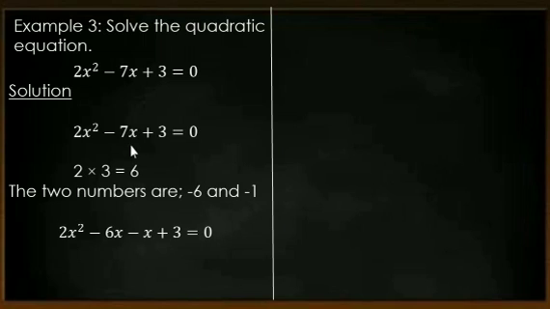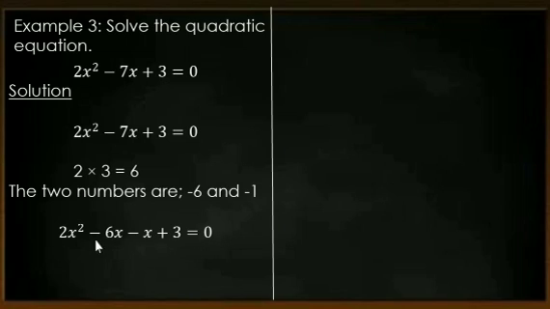The next step is to replace b, which is minus 7, with these two numbers we have gotten. So we now have 2x squared minus 6x minus x plus 3 equals to 0. Minus 6x and minus x would give us minus 7x. That is what makes this whole equation the same as this equation here. The next step is to factorize these two and factorize these two. Alright, so the next step is to factorize this equation that we already have here.